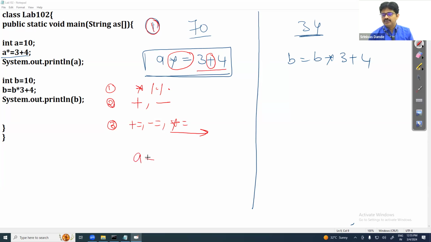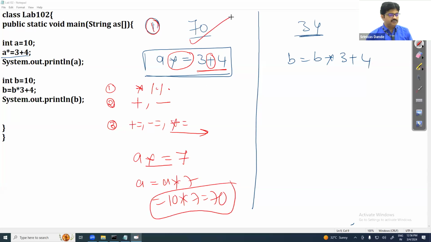So A star equals: first 3 plus 4. 3 plus 4 means 7. Then it will make A equals A into 7. A is 10. 10 into 7, you got 70. That's the output you got. Clear why it is giving the same thing as the regular, expanded way? This is the key difference.